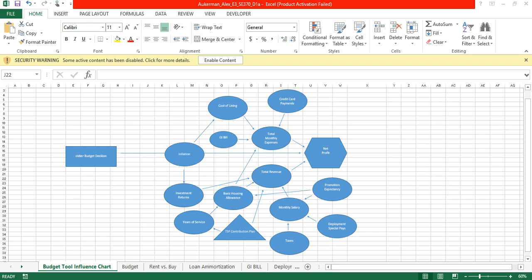All right, given that we're supposed to be trying to help a soldier learn how to budget his monthly payments, we start out with a net profit given in this node furthest right. And the two basic nodes basically affecting the net profit are his or her total monthly expenses and total revenue.